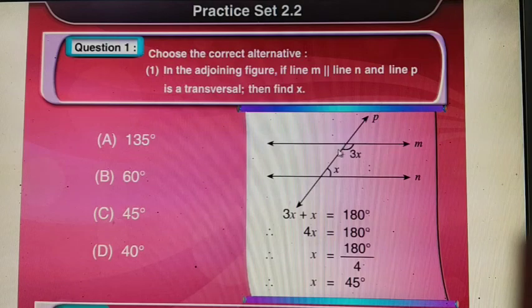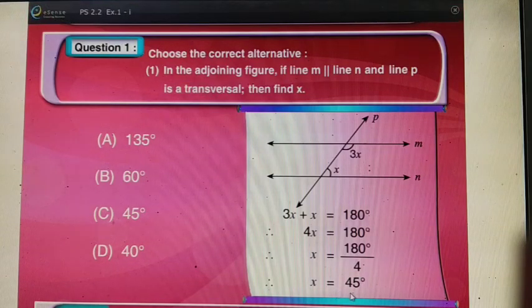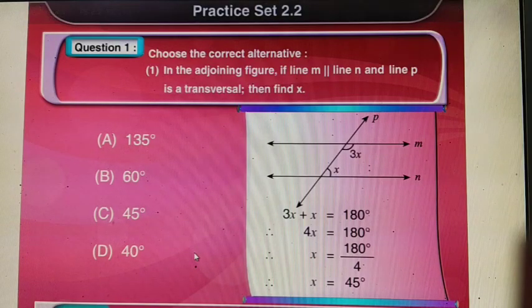Now, can you see that these both are interior angles? And we know that by adding the interior angles, it will always come to 180 degrees. The interior angles always form supplementary angles. Therefore, if I add 3x plus x, I will get 180 degrees because they are interior angles. Therefore, 3x plus x is 4x, which is equal to 180. Therefore, x is equal to 180 upon 4. Therefore, x is equal to 45 degrees. The correct alternative is C, 45 degrees.